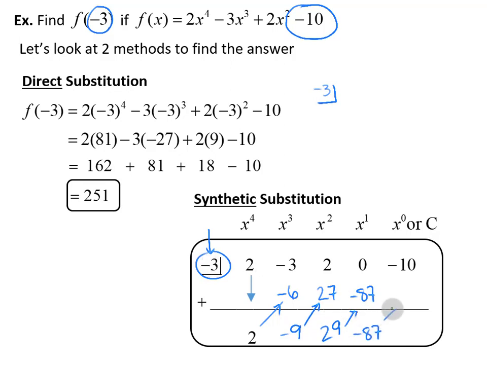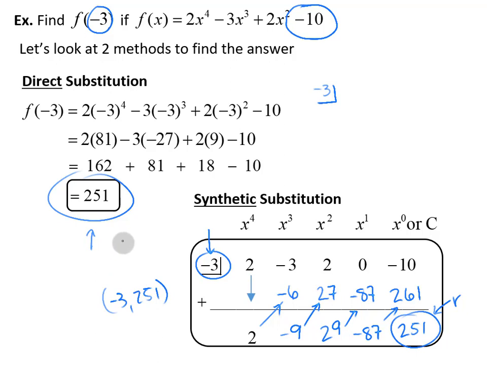That times -3 is going to be positive 261, I believe. 261. And when I add, we end up with 251. And what do you know? Where we normally see our remainder, right, if we were doing this algorithm for division, is actually the output of our function. It's like the y value. If I plug -3 into this thing, we get back 251, right? Or f of -3 equals 251.